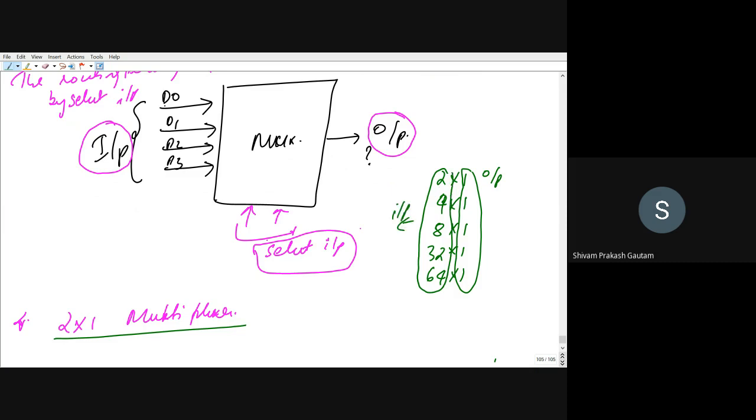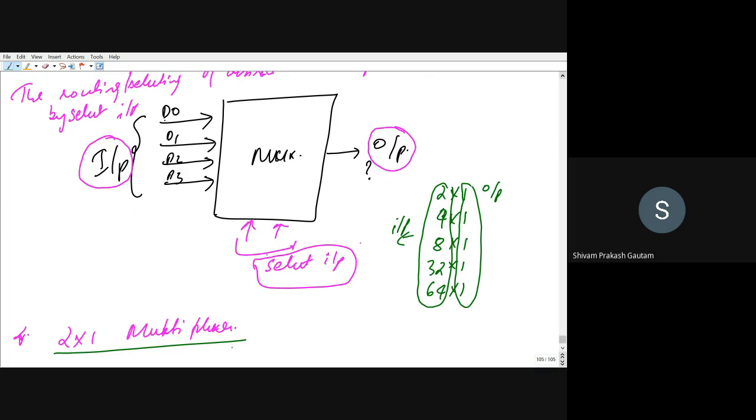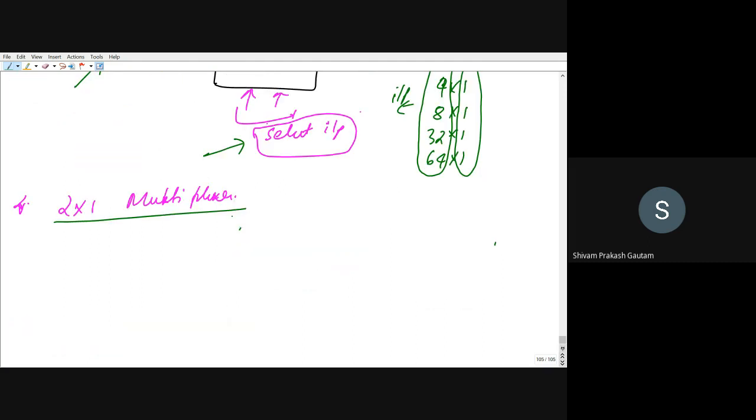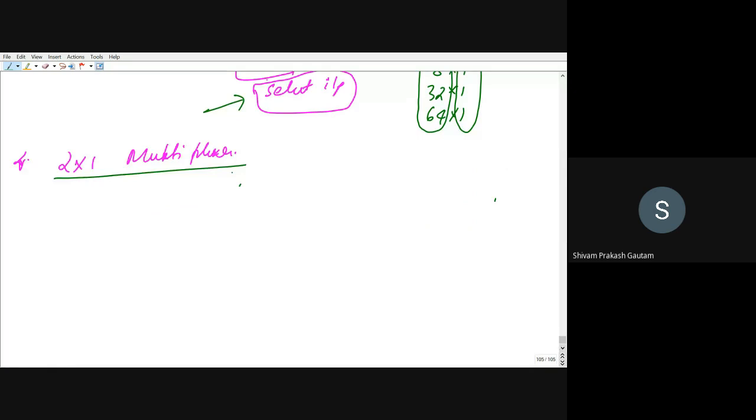Again, in a multiplexer, we are having three quantities. First one is input, second one is output, and third one is select input. Based on the select input, a certain input will be flowing to the output. Okay. So first example is the 2x1 multiplexer. Let me first draw the 2x1 multiplexer.